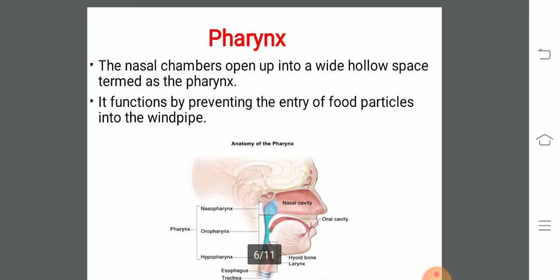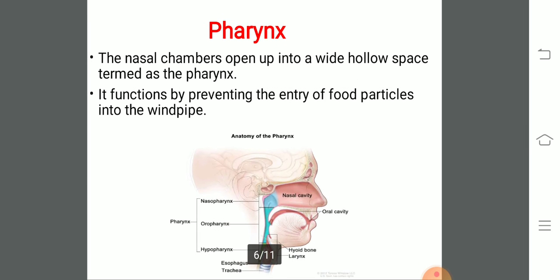Pharynx. What is the pharynx? The nasal chambers open up into a wide hollow space that is termed as the pharynx. If you are observing in the diagram, the pharynx consists of the nasopharynx, oropharynx and the hypopharynx. Okay, and where does it open? It opens into a wide hollow space. Okay, what is the function of the pharynx? It prevents the entry of food particles into the windpipe.